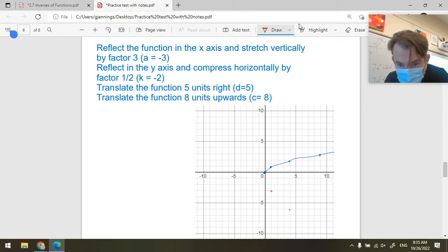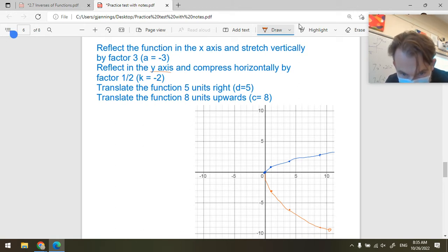And this 3 is going to go to negative 9. So that's after we apply the A transformation. It's going to look like this. Okay. And then we reflect it in the y-axis and compress horizontally by factor 1/2.